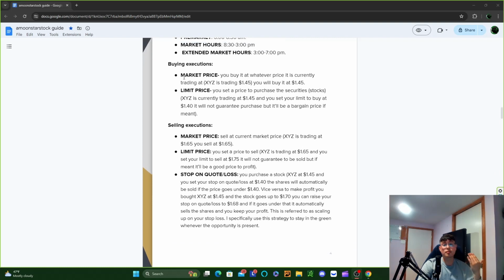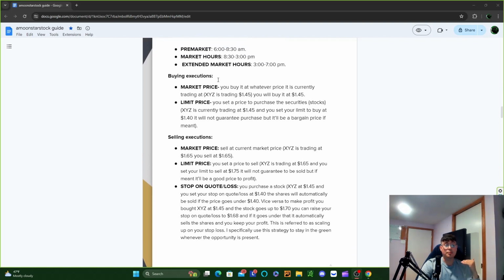So let's describe what a market price is. What is a market buy? You buy at whatever price it is currently trading at. For example, XYZ stock is trading at $1.45, and you place an order at $1.45. The market instantly locks it in.